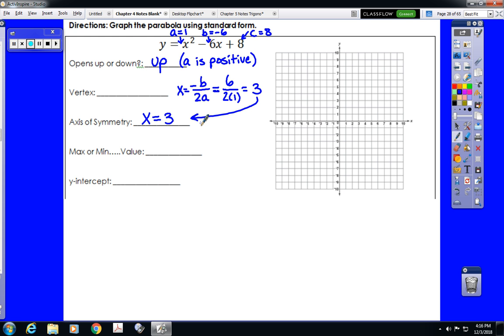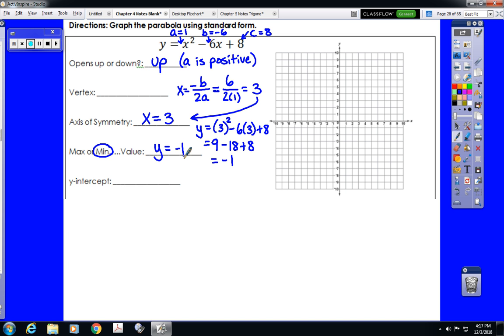Now, we already know that this graph opens up. If it opens up, then we are looking at a minimum value. So we should circle minimum. But then in this blank, it doesn't want us to write max or min. What it wants us to do is figure out that value. So again, to do that, we take the equation and we plug 3, because that was the axis of symmetry, in for x. And we evaluate. That would be 9 minus 18 plus 8. That's -9 plus 8, or -1. So that value would be y equals -1.